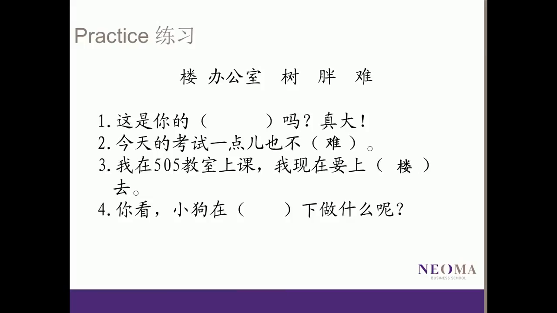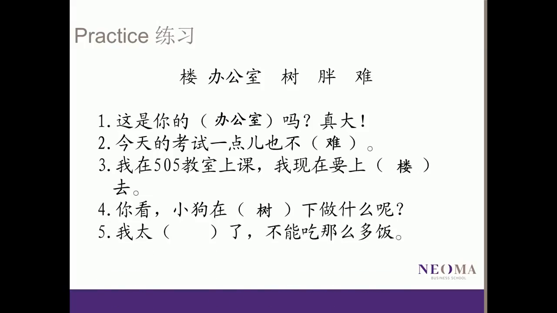Let's continue. Number 4. 你看, look, see? 小狗在什么什么下做什么呢? The little dog is doing what? Under what? Under can only be tree. Okay. 小狗在树下做什么呢? So now you know the first answer, which is office. 这是你的办公室吗?真大。Last one. The answer is obvious.